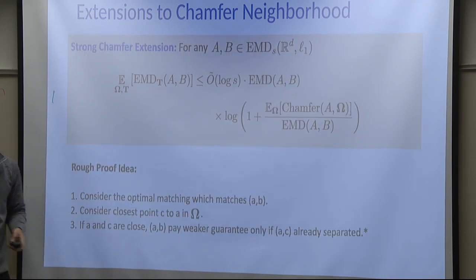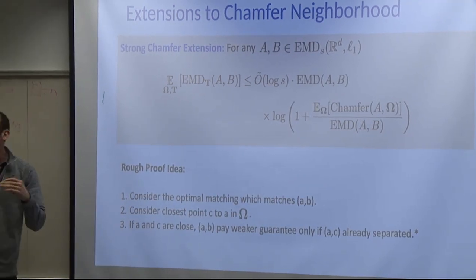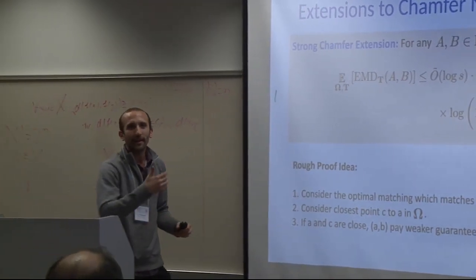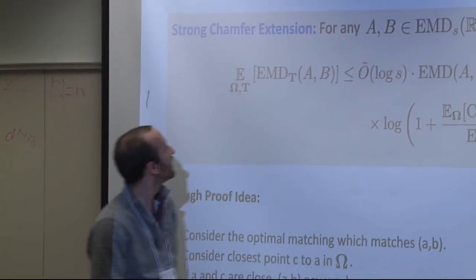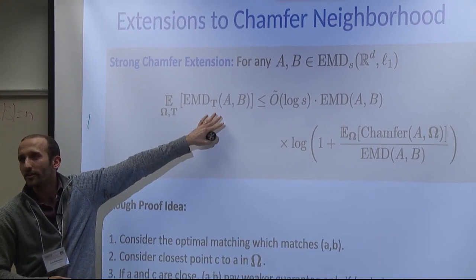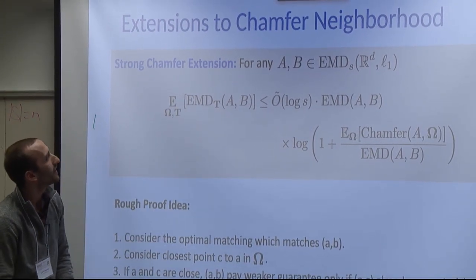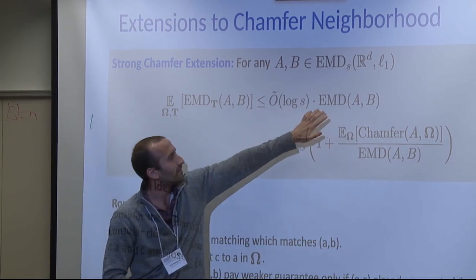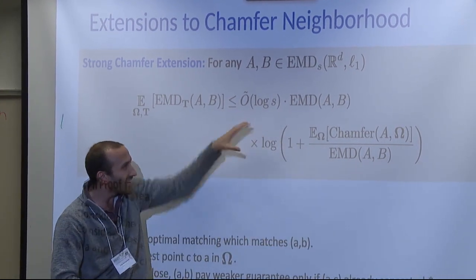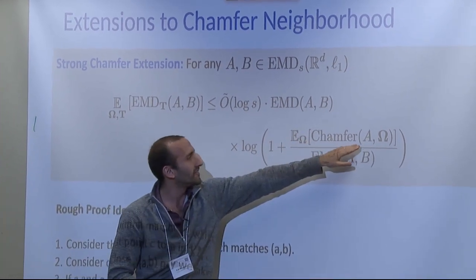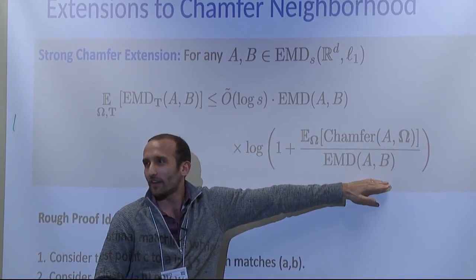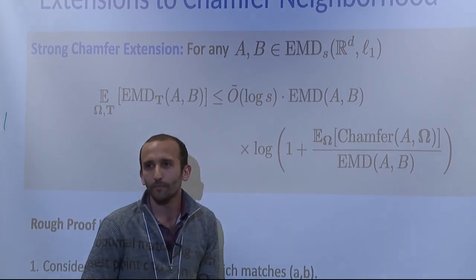So the main technical claim in the paper is to show that actually this degrades with much better distortion guarantees than this naive bound. It says that for any two points A and B, the expected distortion after applying this embedding behaves like a single log s times EMD times, inside the log, a measure of how far the points from A were to omega divided by the EMD.